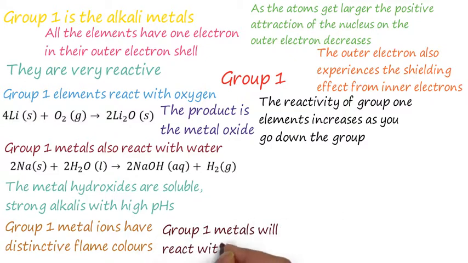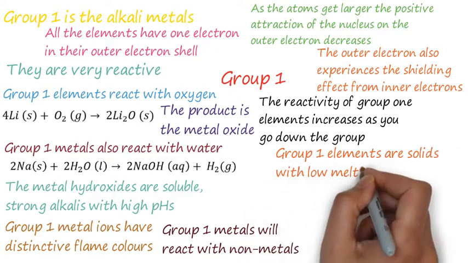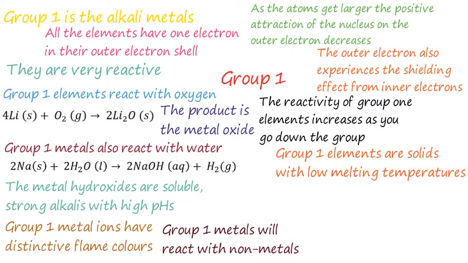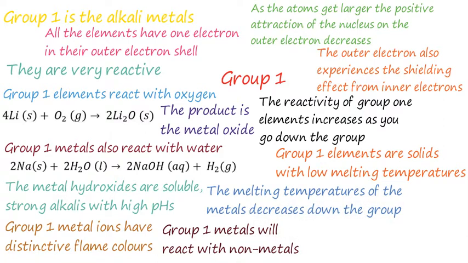The group 1 metals will react with non-metals, such as those in group 7. For example, with chlorine, producing a metal chloride, which is soluble in water. The elements in group 1 are all solids. However, these metals have relatively low melting temperatures. This means that they are soft and can be easily cut with a knife.